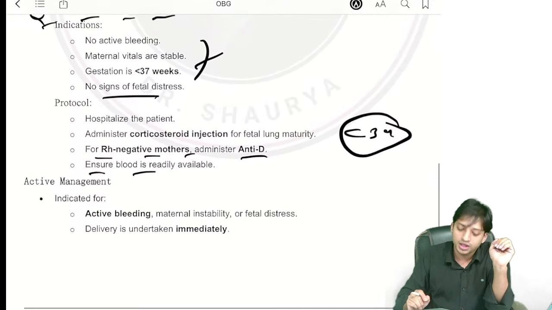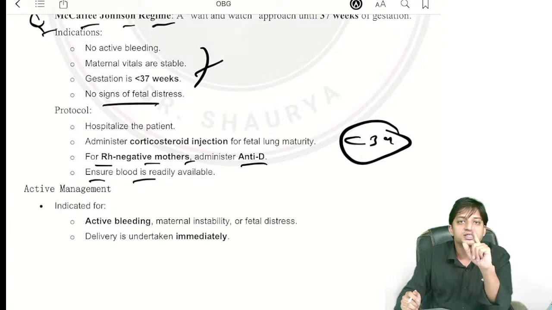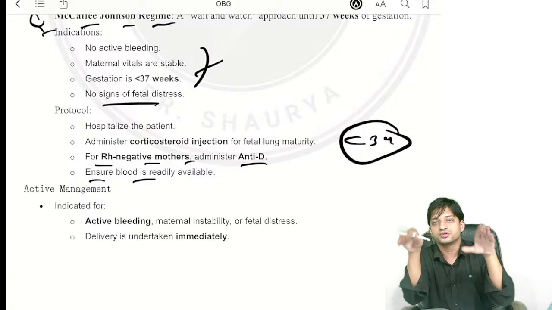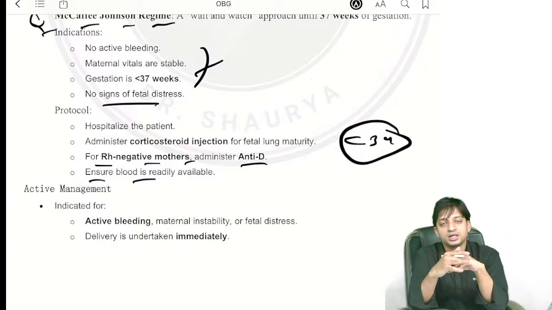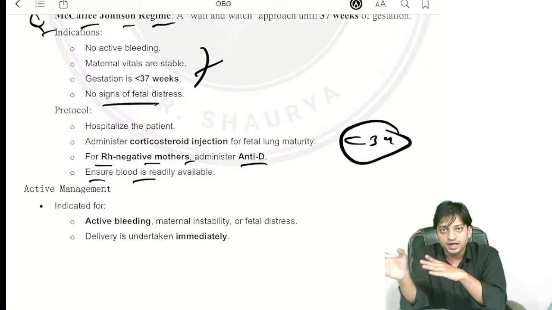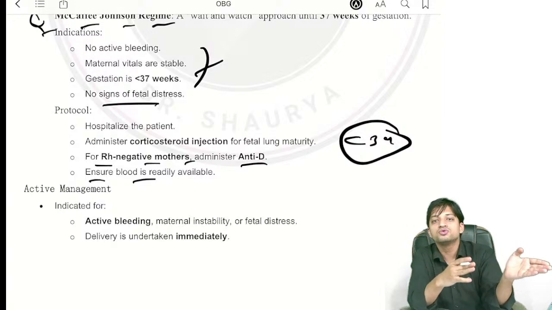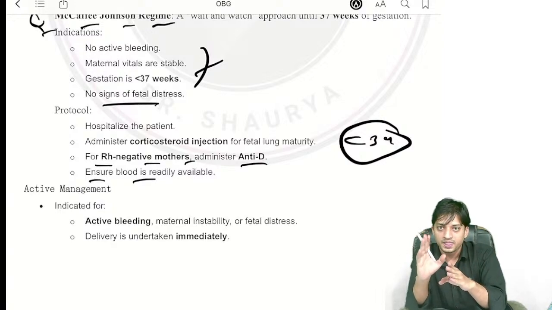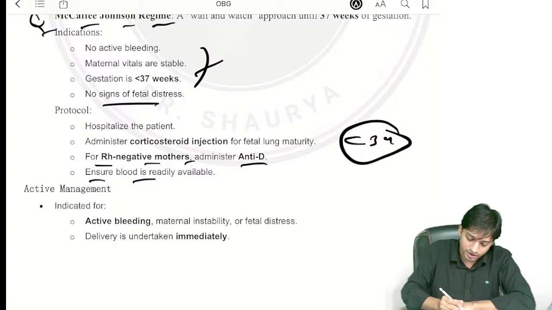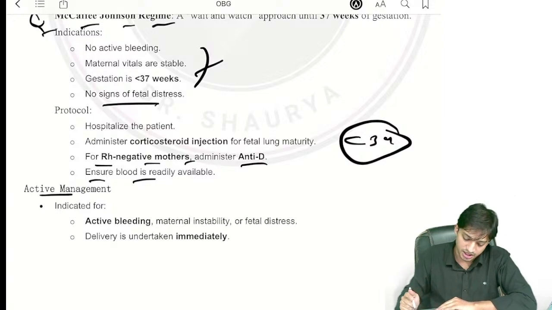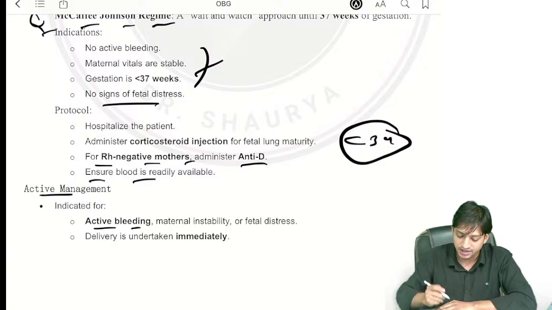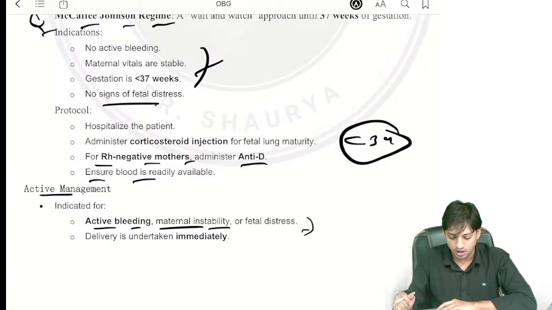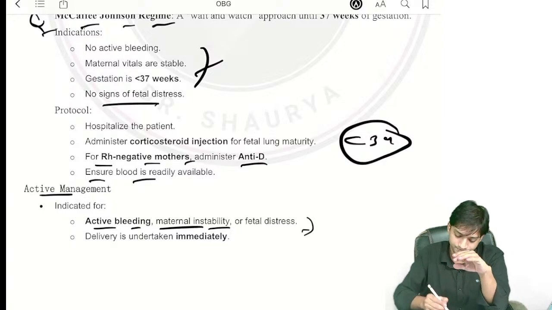Now, in active management, what do you need to do? Active management is generally done when it is indicated. First of all, they will ask indications. Otherwise, they may give you the history in the question, that there is active bleeding. They will write these kinds of indications in the question, and they will ask what will be your next best step. They will ask you in this manner. So now just have a look. Active management is indicated for active bleeding, when the patient is bleeding actively, maternal instability and fetal distress. Now, delivery is taken immediately.